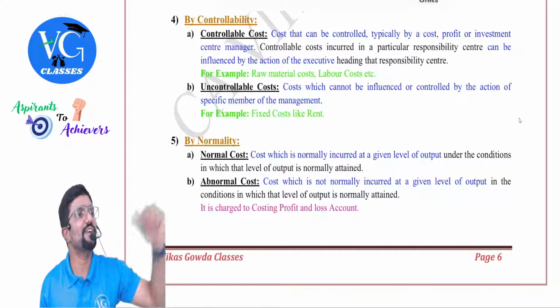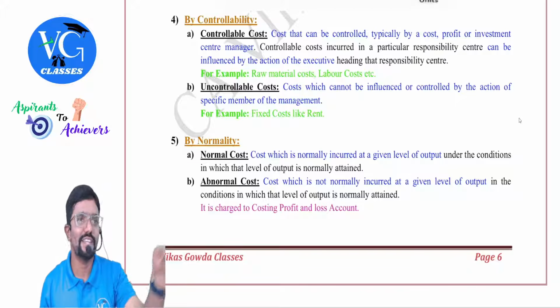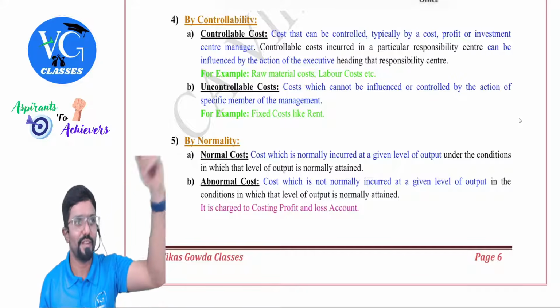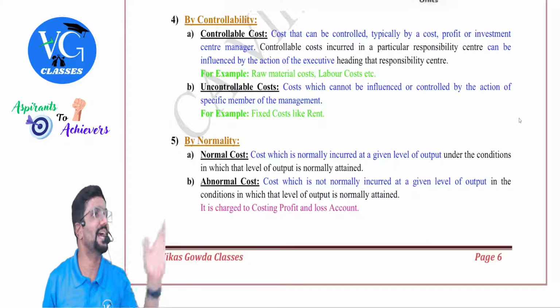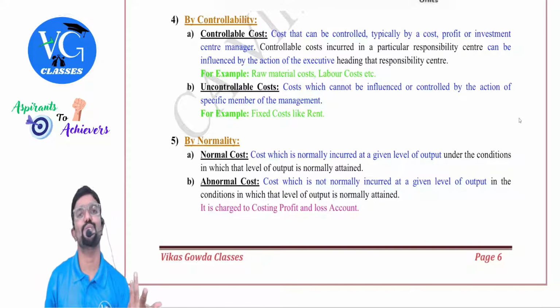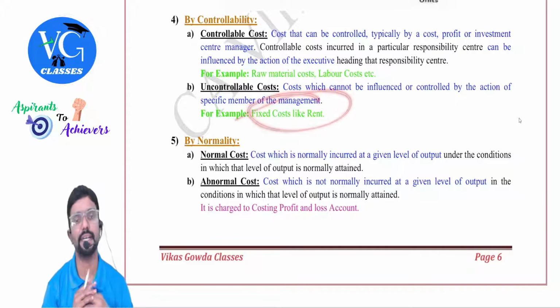For example, rent of a factory building. What I can decide is whether I should stay there or not. But if I'm staying or working there, obviously whatever the owner demands, I have to pay. Is it in my control? No. Example, fixed cost like rent.